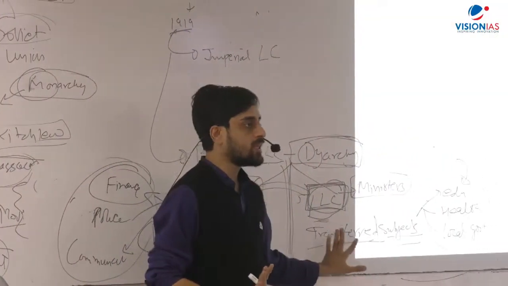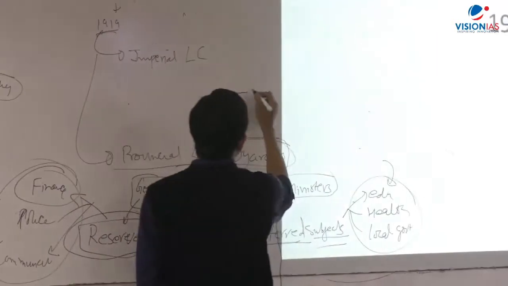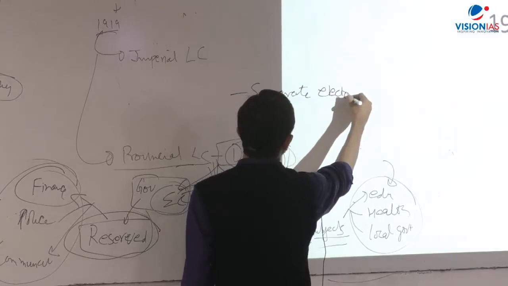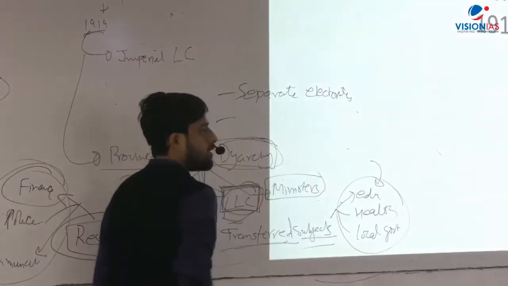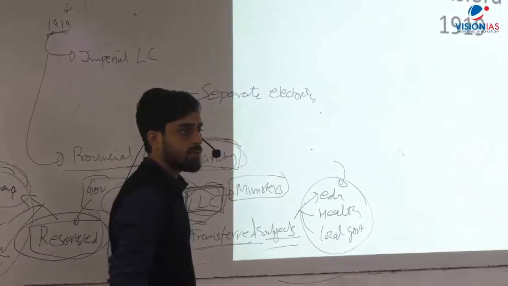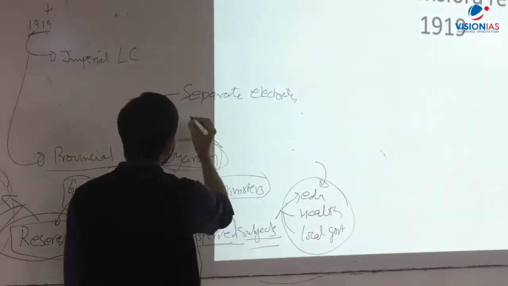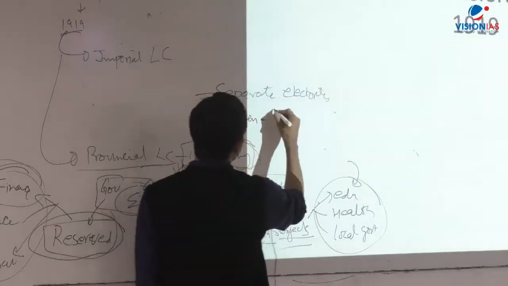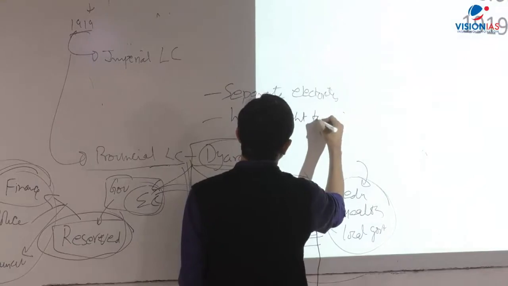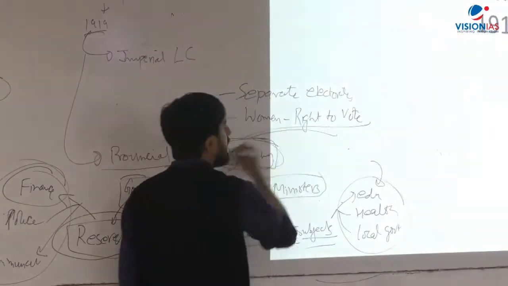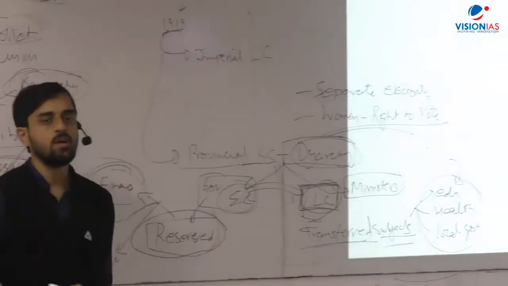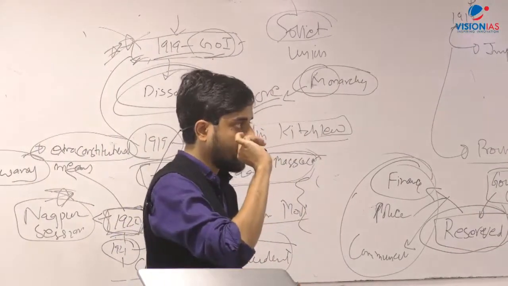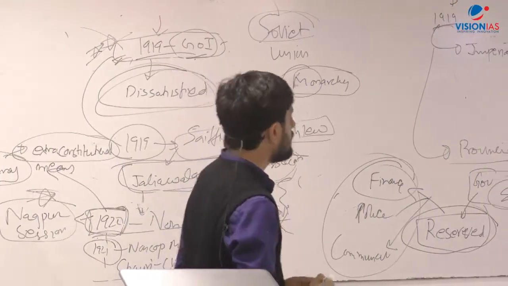तो ये हुआ provinces के level पे. इसके अलावा separate electorates continued. Also, and this is the first time when women were given the right to vote. It did not mean that all women had the right to vote, but yes, for the first time, women were made eligible for voting after the Act of 1919.